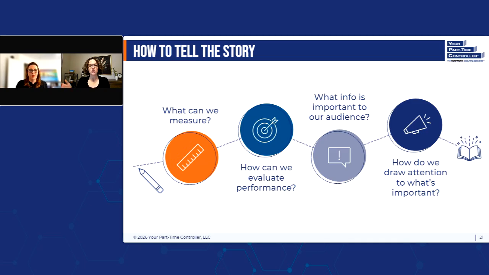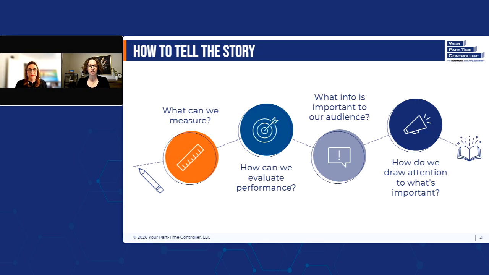We start with determining what we can measure. That might be data in the accounting system, or maybe another system like the development database, for example. It might mean looking back a few more years than we normally do so that we can look at long-term data trends. We should also be asking, how do we best evaluate performance? What's our target? Are we comparing against budget or last year? Are we comparing our cash balance to a target number? Or do we have some other programmatic targets?